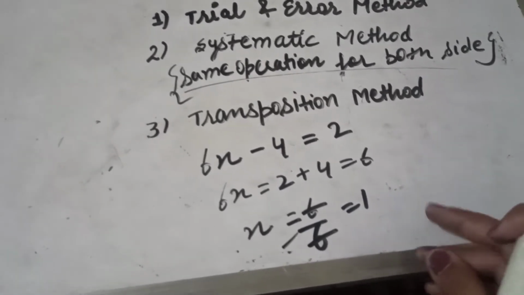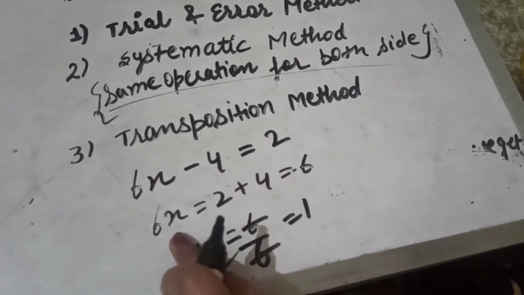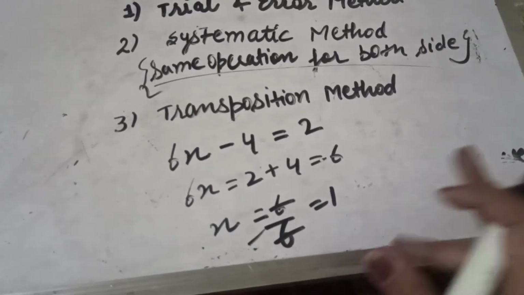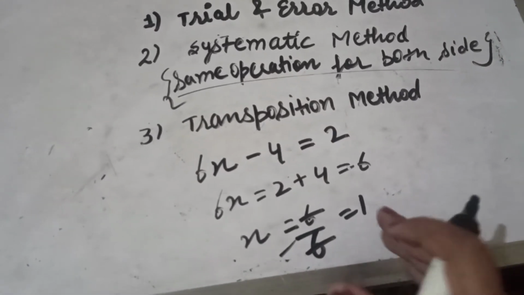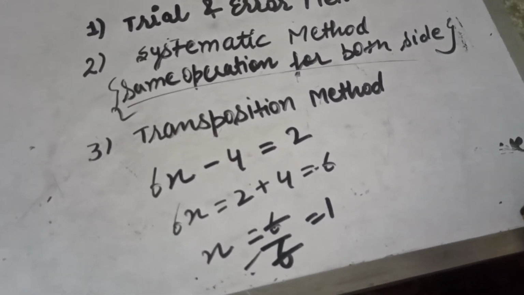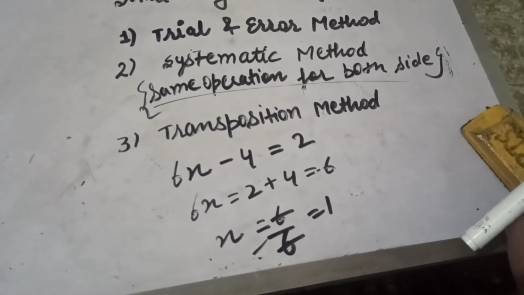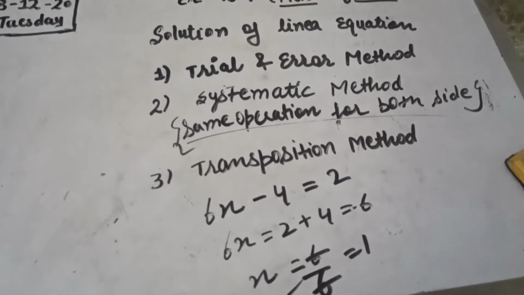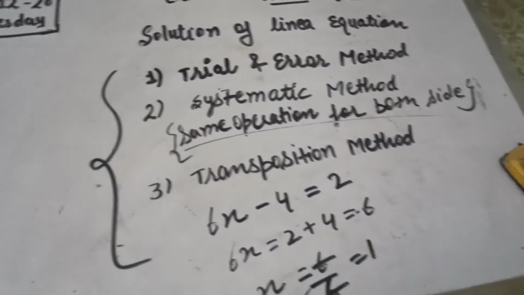You will just write transferring 4 from left hand side to right hand side. Again transferring 6 from left hand side to right hand side. Clear? This is the transposition method in which we are transferring the constant, or you can say we are changing the position. That's why we call it transposition method. On the basis of these three methods, we have done our exercise 13.3 also, and now the next exercise 13.4 is also on the basis of these three methods.